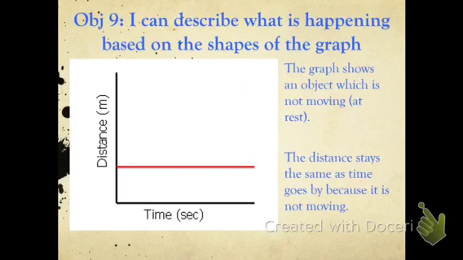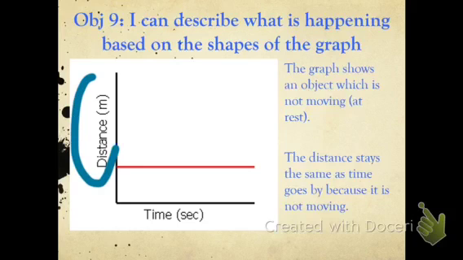Objective 9. I can describe what is happening based on the shapes of the graphs. These are distance time graphs, and we are going to get into more with these as we get into our physics unit and our forces in motion unit. We are going to be actually doing some labs with distance and time to see how the distance changes over a period of time. But you can tell just by the shape of the graph what's happening.